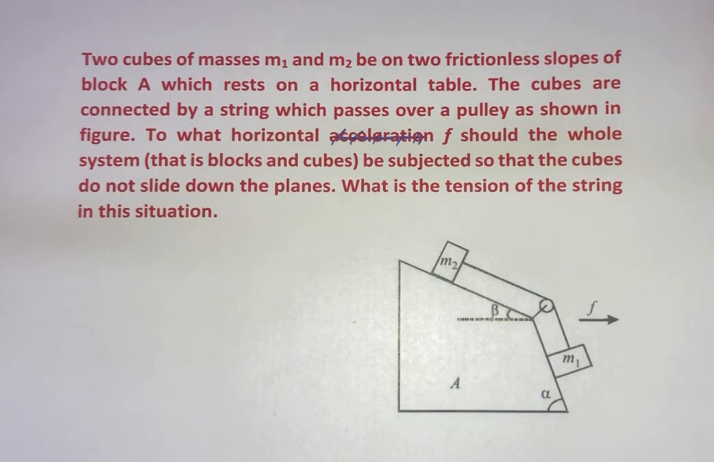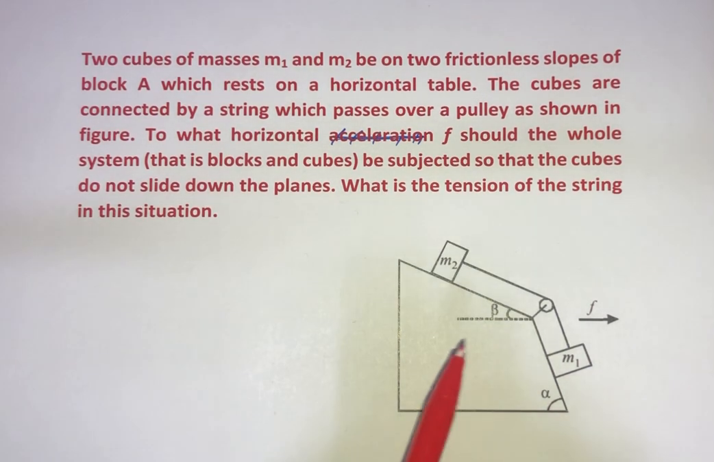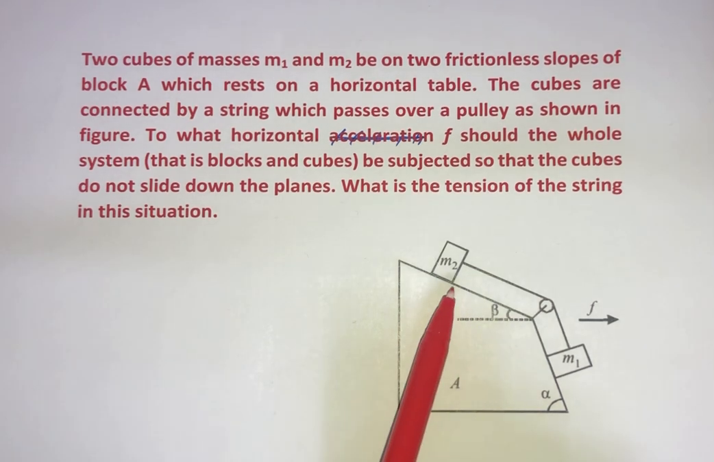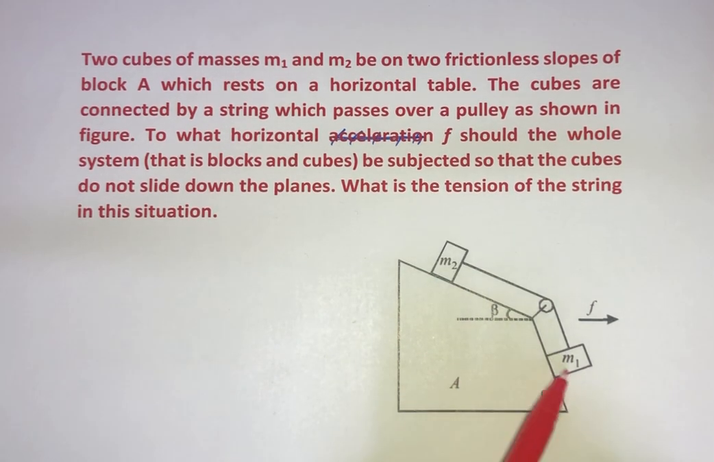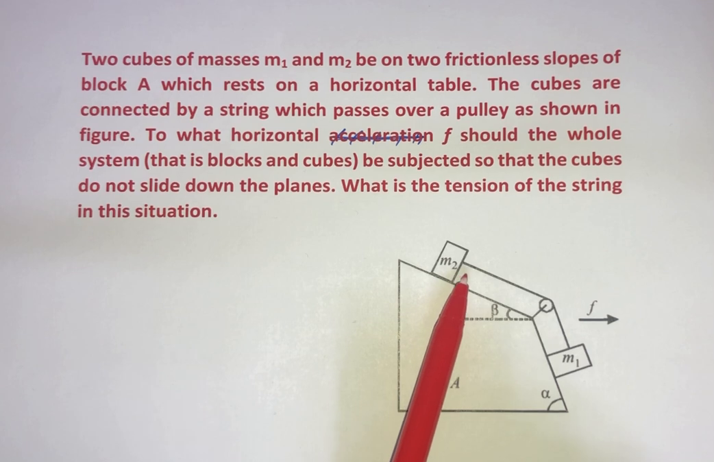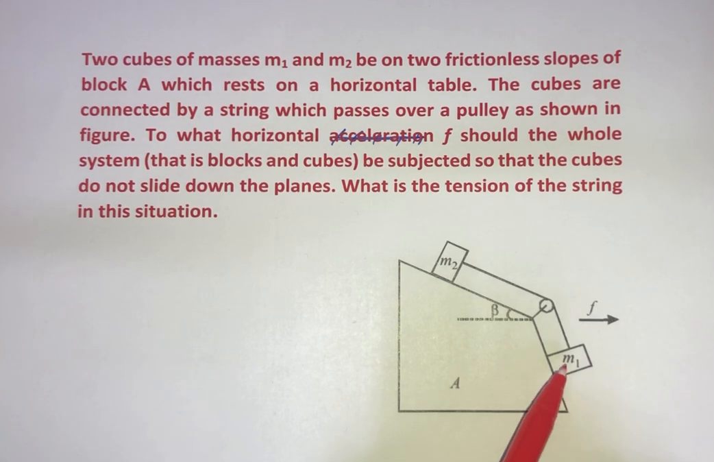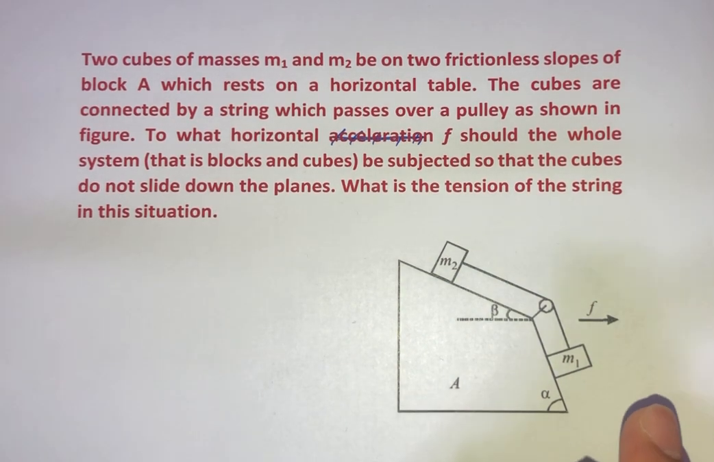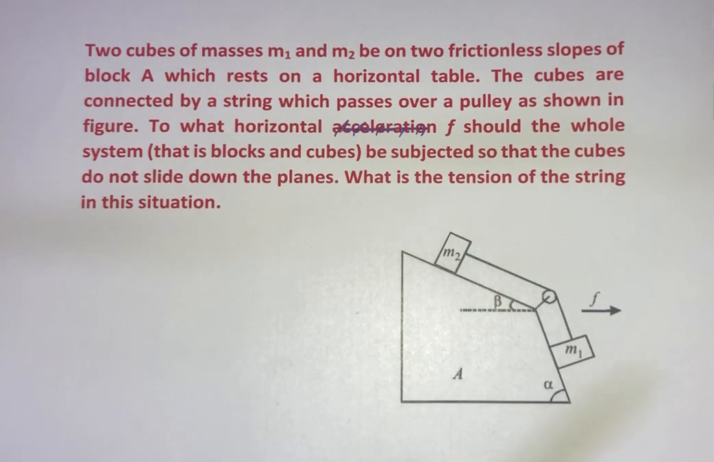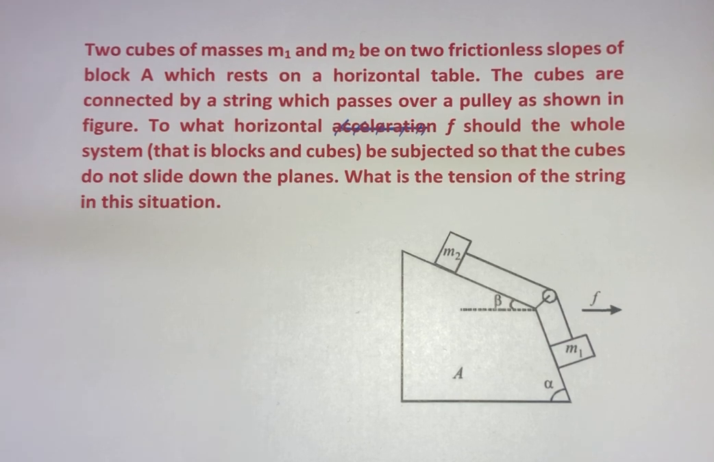So one condition that should be satisfied by these cubes m1 and m2, so that they are not sliding down the plane, is that the downward force should be balanced by the upward force. That will be the basic concept behind it. So what we are going to do is draw the free body diagram for m1 and m2, and then we are going to find the further solution from that.